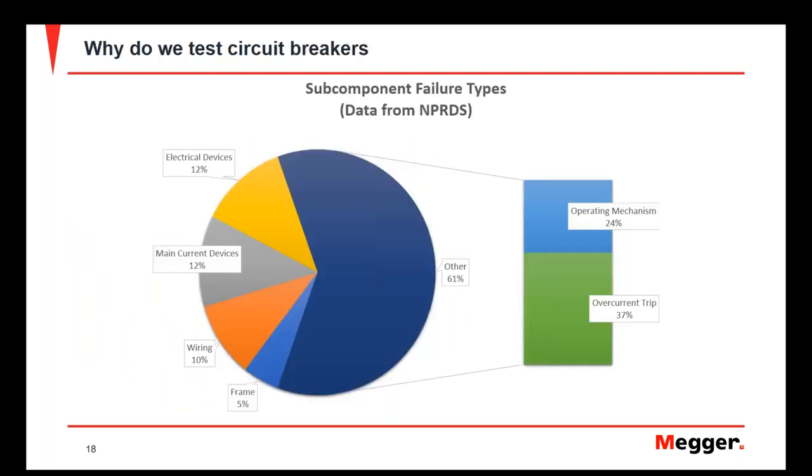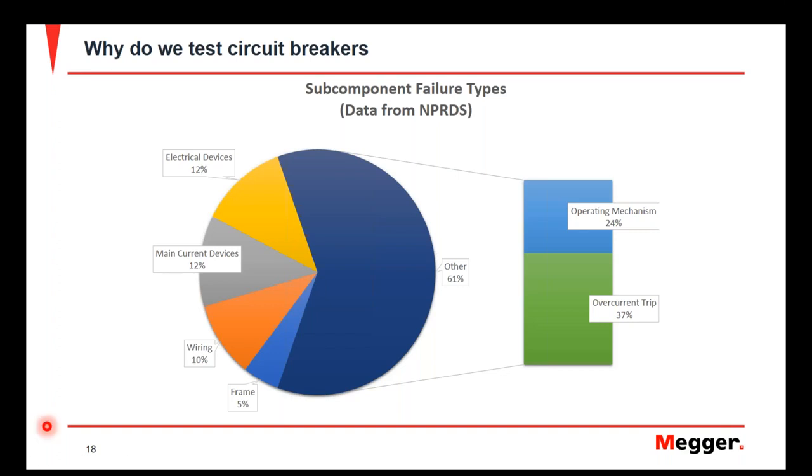So why do we test circuit breakers? Well, the easy answer is that circuit breakers fail, whether it be a mechanical malfunction such as broken parts or lack of lubrication, or say the current carrying parts fail due to heat, electrical stress, vibration, loose parts, or even a short circuit event. All of these things are going to contribute to failures within a circuit breaker.